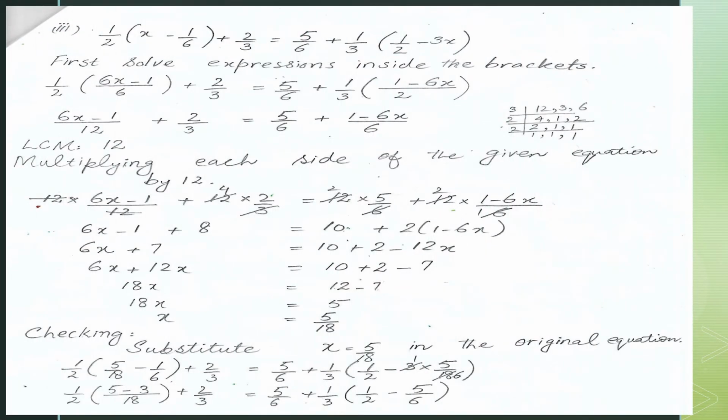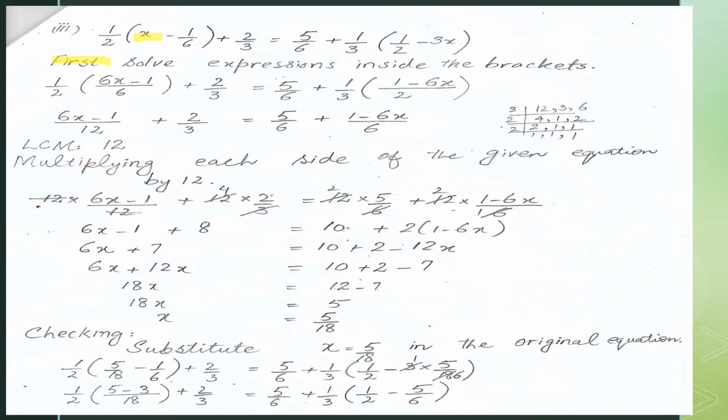Here you can see there is the fraction 1 by 2 outside, and then there is a parenthesis (x minus 1 over 6) plus 2 by 3 is equal to 5 by 6 plus 1 over 3 into (1 by 2 minus 3x). First solve the expression inside the parenthesis. Now you would see that the LCM is 6. Okay, why is it 6?